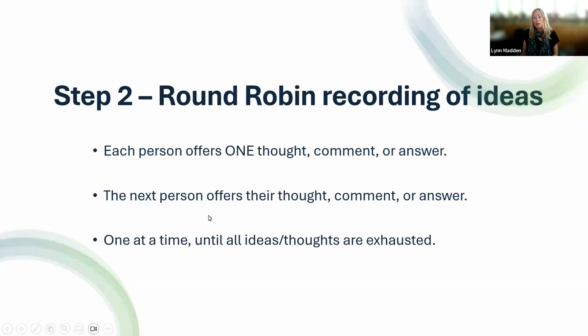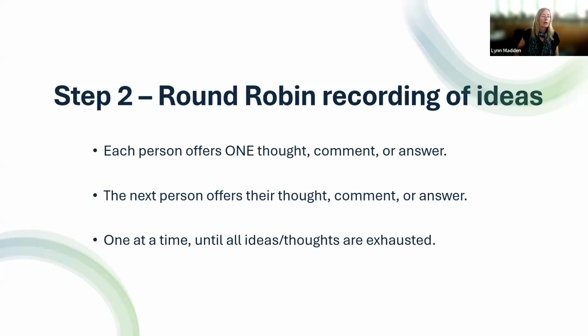Step number two is the round robin recording of ideas. This is done by the facilitator. So as the facilitator, you are before the group. Ideally, you have a flip chart. You can do this with a computer on Zoom by creating a Word document that you can type into while people observe it. But you record each idea, one person, one idea at a time.